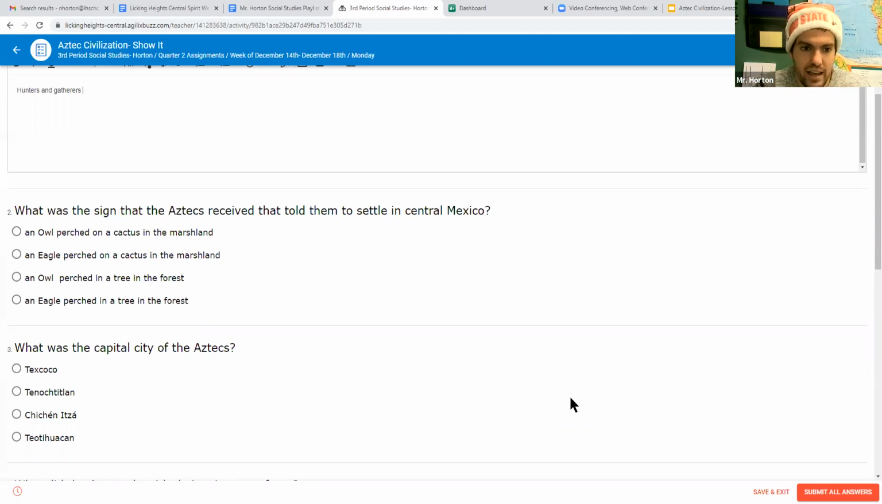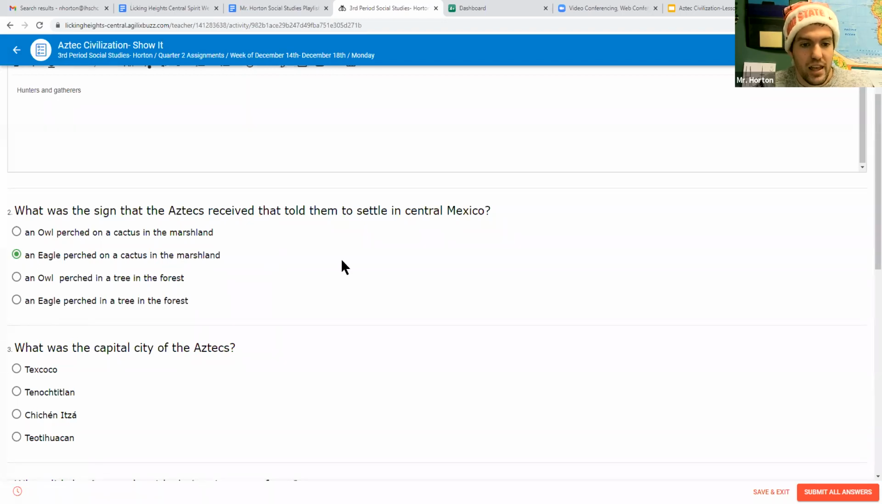So it's kind of an old urban tale that the Aztecs saw this eagle perched on this cactus, and that's where they knew that they should stop and start forming this grand civilization. So number two is just going to be an eagle perched on a cactus in the marshland. That helped them realize that they should stop, settle there, and then grow their civilization from there. And it worked out pretty well because the city that they grew, Tenochtitlan, is still around today. It's known as Mexico City, and it's still one of the most populated cities in the world.